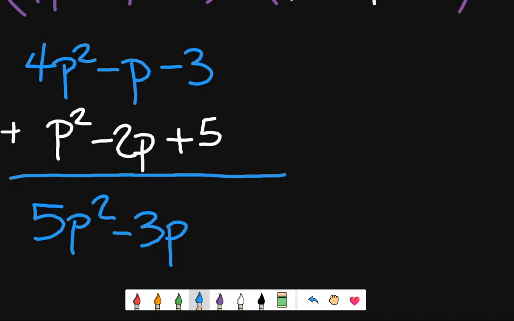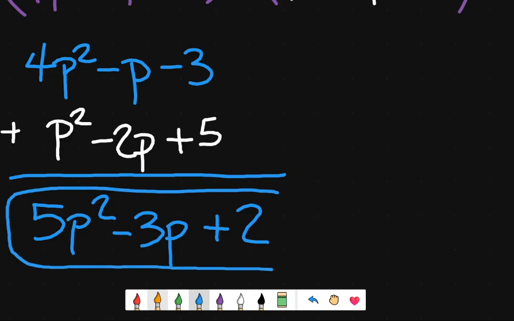And a negative 3 plus 5, that's going to give us a plus 2. So what we have here is 5p to the second power minus 3p to the first power plus 2. This is our final answer. There's nothing else that we can combine together for this to be correct. Okay, let's go to the next one.